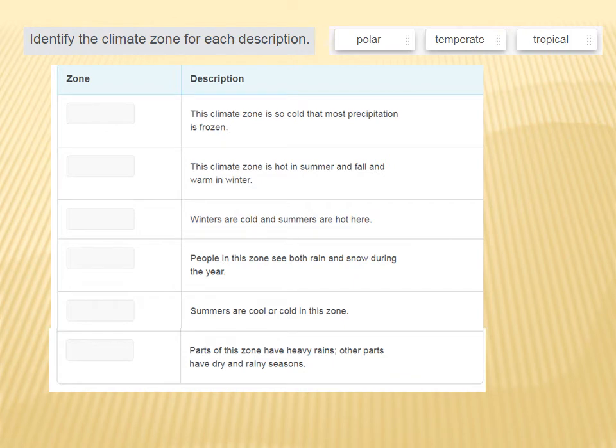Now let's do this activity together. Identify the climate zone for each description using polar, temperate, tropical. Let's read the descriptions together. This climate zone is so cold that most precipitation is frozen. What is the zone? Excellent, it is polar. This climate zone is hot in summer and fall and warm in winter.